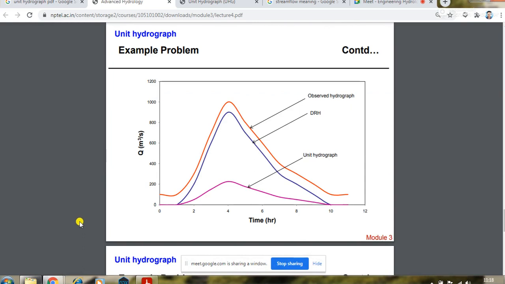So here is a graphical representation. In the y-axis, there is a discharge in meter cube per second. In x-axis, there is time. Okay. Now there are 2 to 3 lines that are actually prepared in this one. First one is your observed hydrograph. The second one is your direct runoff hydrograph. Okay. If you divide the direct runoff hydrograph with the depth of the excess rainfall, then this unit hydrograph could be obtained. Okay.